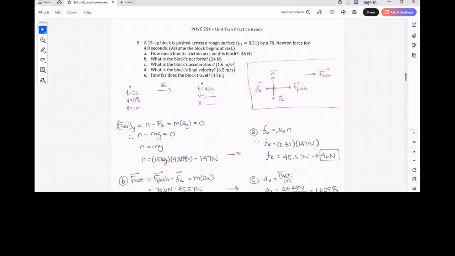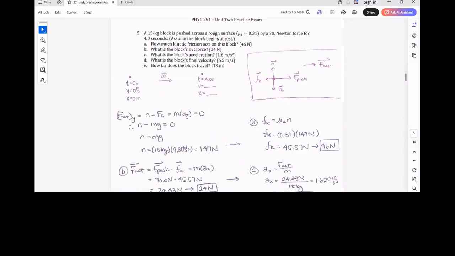Number 5, a 15 kilogram block is pushed across a rough surface. The coefficient of kinetic friction is known, by a 70 Newton force for 4.0 seconds. We'll assume the block begins at rest. First, we can start with a very basic motion diagram, or even simpler than that, just a pictorial representation of where our block is at t is equal to 0, and then what we know about it at t is equal to 4 seconds. So it begins at rest.